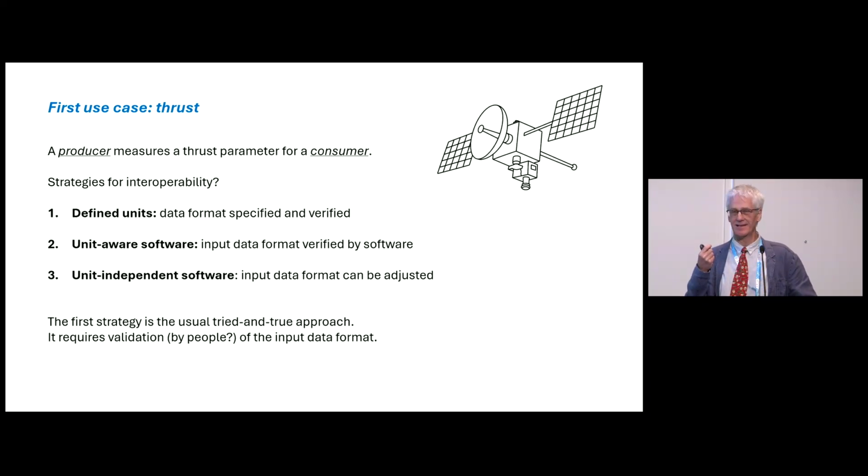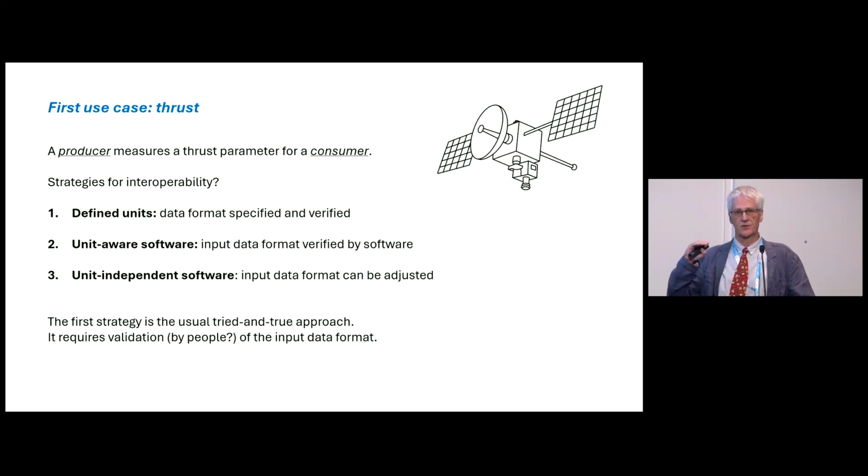It has a method of propulsion on the spacecraft to try and trim its trajectory on the way. Somebody has built the propulsion system. There's a parameter, a physical parameter, the thrust that will be produced by this engine. So this has to be conveyed to the people who are driving the spacecraft. So how do we do this?